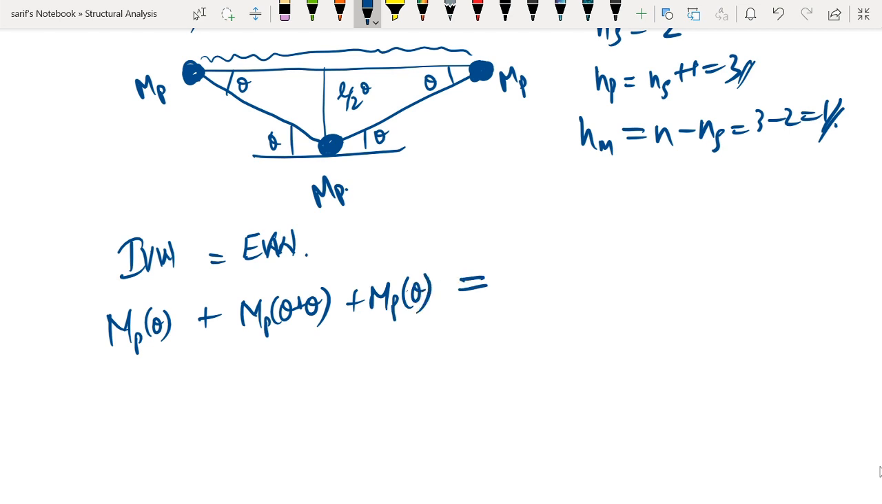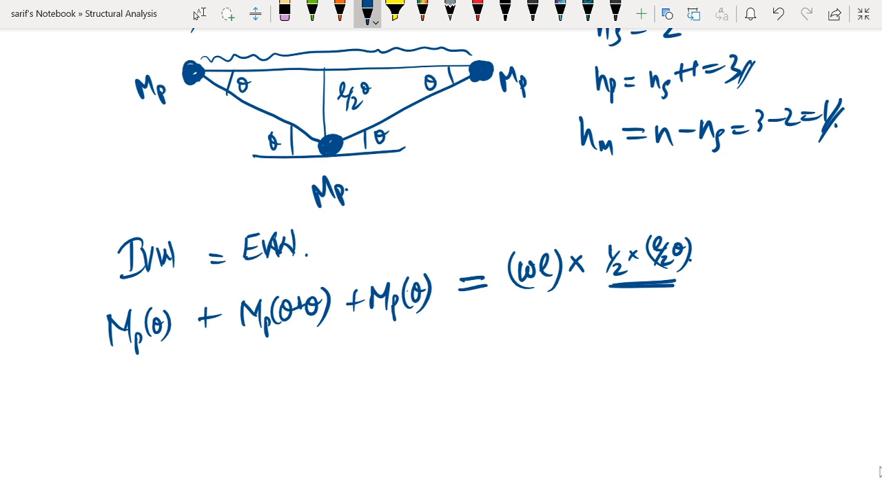And in case of the work done, the total load is W into L, this is the total load, into average distance. The average distance will be half of L by 2 theta. So we will be taking half of L by 2 theta as the average distance. The total distance is L by 2 theta, so average of that will be half of L by 2 theta.